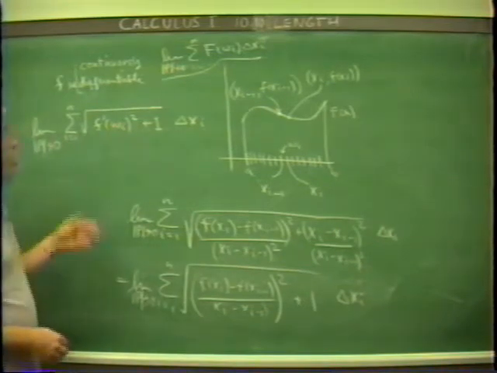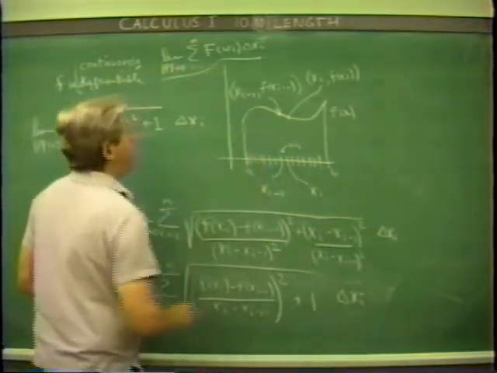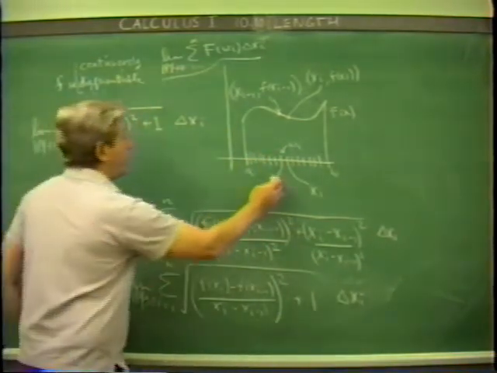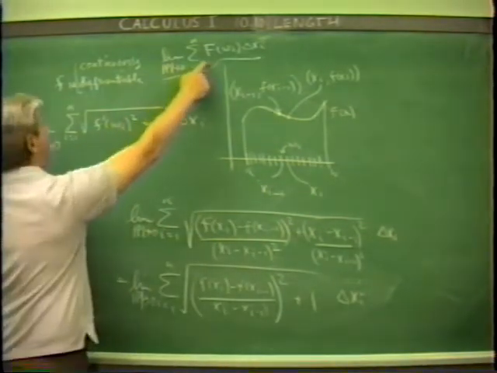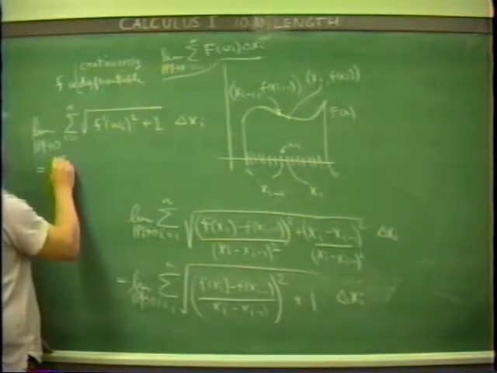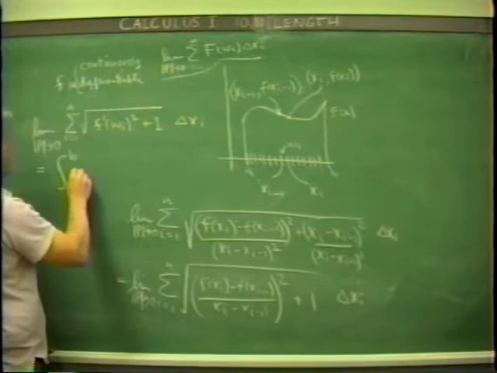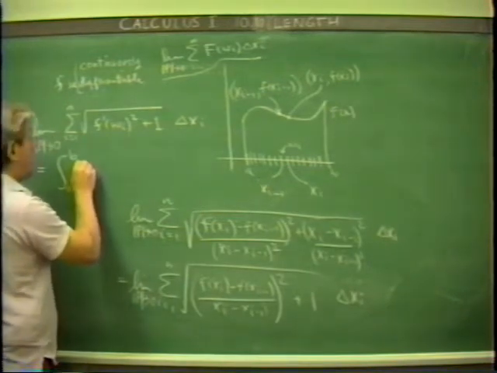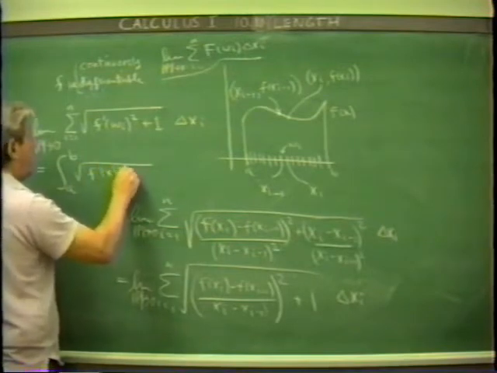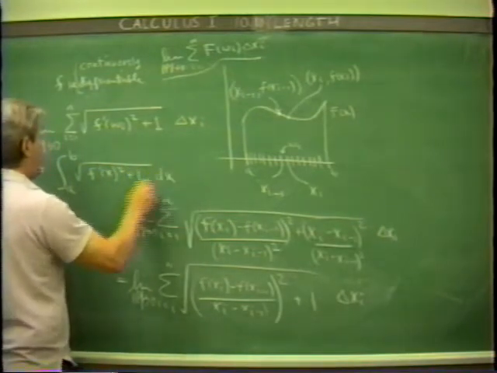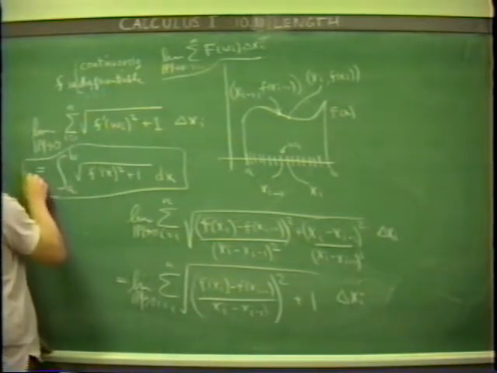That's this quantity down here when we choose this point for the wi. Now what you need to know is that if you know that this function is integrable, then any point wi in between xi minus 1 and xi will do to compute the integral. Because this now is of this form, and so we get that this is equal to the integral from a to b square root f prime of x squared plus 1 dx.